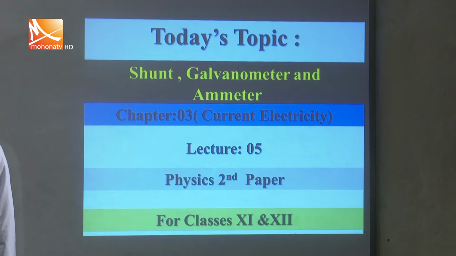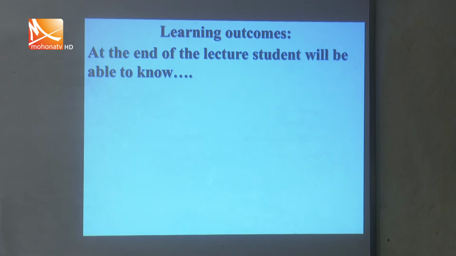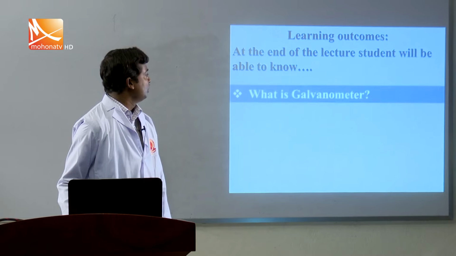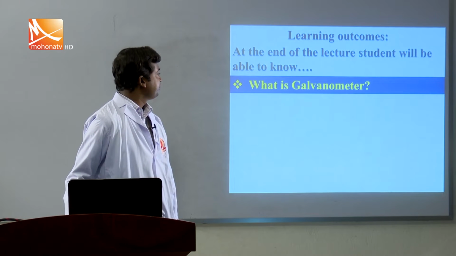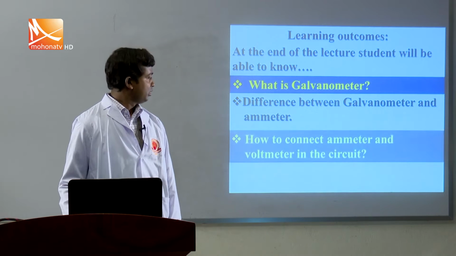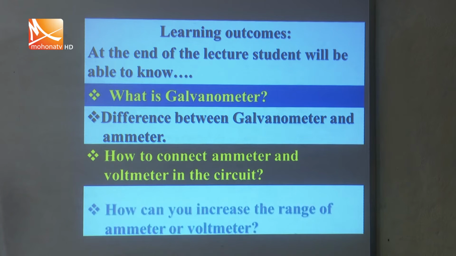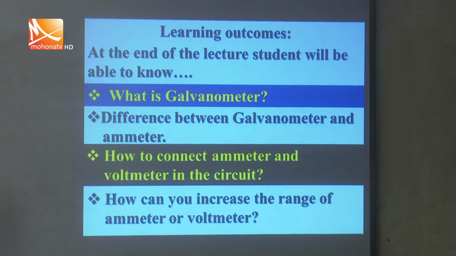So, what are the learning outcomes? At the end of the lecture, the student will be able to know what a galvanometer is, the difference between galvanometer and ammeter, how to connect an ammeter and voltmeter in the circuit, how you can increase the range of an ammeter or voltmeter, and finally, you will be able to solve mathematical problems for the exam.